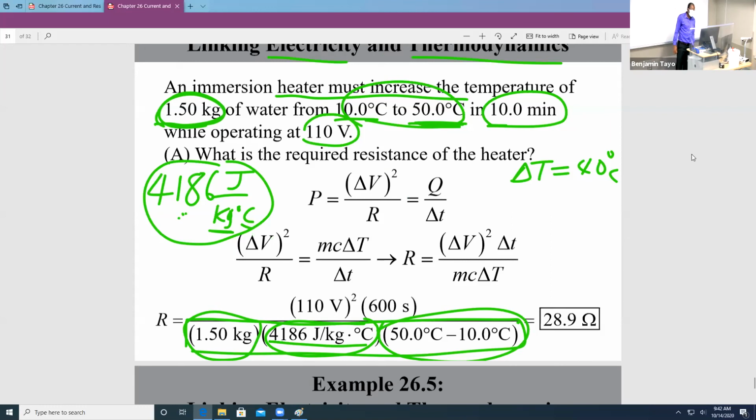Yes. C is a constant? Yeah, so C is this value here. It's called the specific heat, the specific heat capacity for water. If I'm going to give something like this in the exam, I'll give you those values.